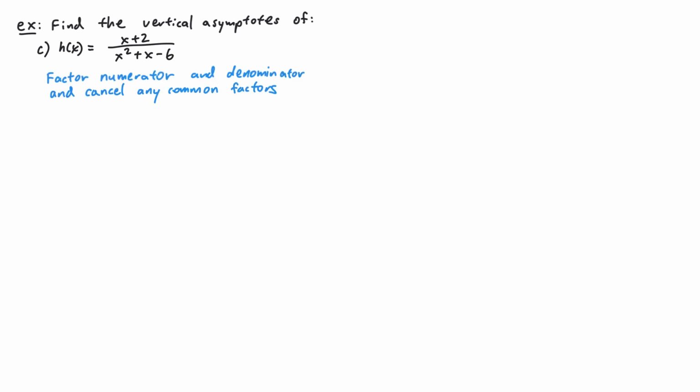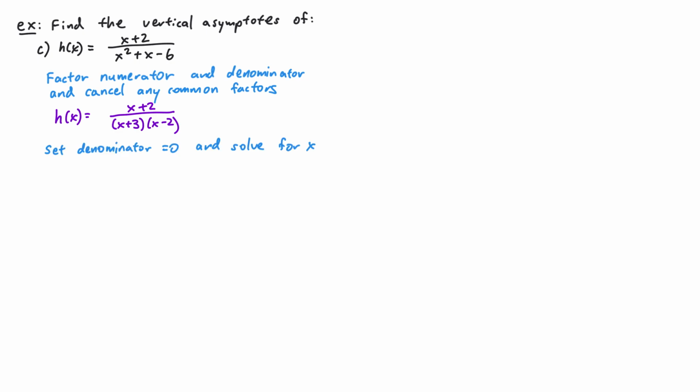So first, we want to factor the numerator and denominator and cancel out any common factors. So our function here, h of x, the numerator can't be factored any further, so we'll leave that as x plus 2. Our denominator, if we want to factor x squared plus x minus 6, we need to come up with two numbers that multiply to negative 6 and add up to positive 1. So the two numbers that multiply to negative 6 and add up to positive 1 would be positive 3 and negative 2. So our denominator factors as x plus 3 times x minus 2. In this example, there are no common factors between the numerator and denominator, so there's nothing to cancel out.